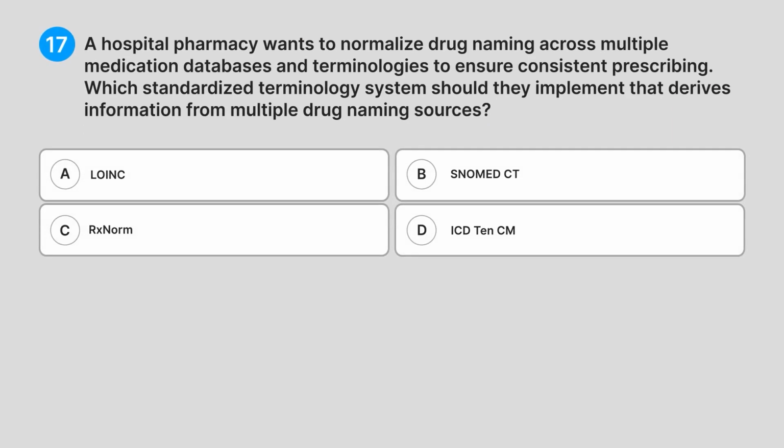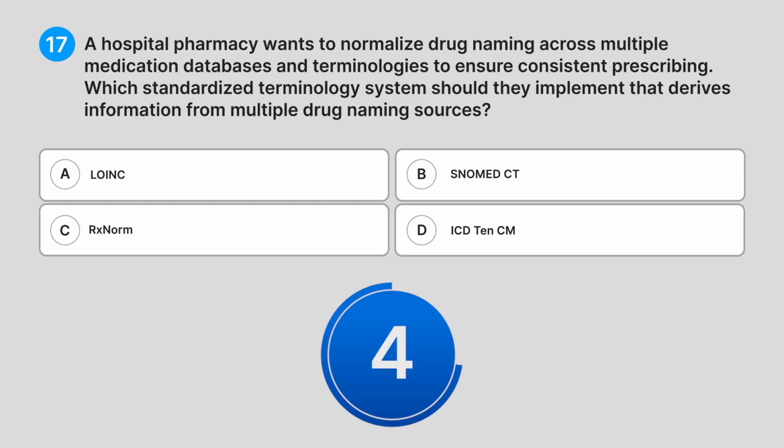17. A hospital pharmacy wants to normalize drug naming across multiple medication databases and terminologies to ensure consistent prescribing. Which standardized terminology system should they implement that derives information from multiple drug naming sources? A. LOINC. B. C790. C. RxNorm. D. ICD-10-CM. Can you guess the answer?